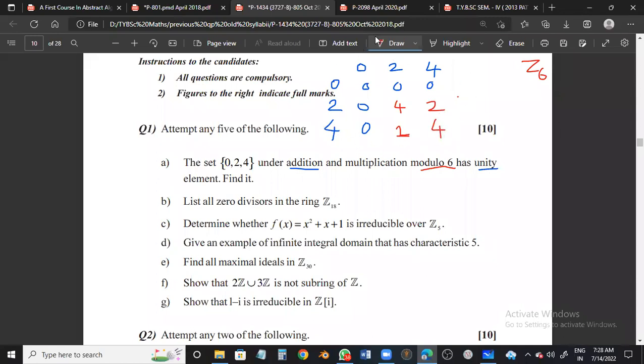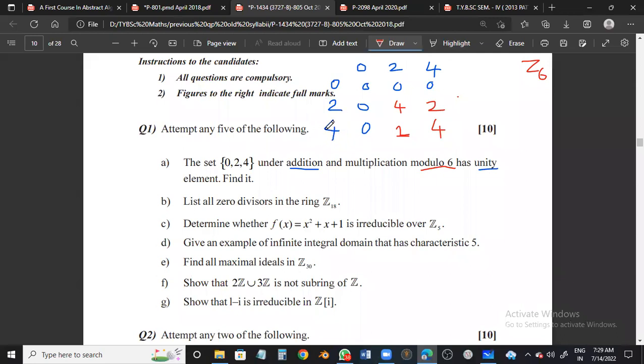What is the unity element here? Is there any unity? Is there any unity you find? No. See, unity is that element which keeps your A intact. So if I multiply by 2, 2 is turned into 4 and 4 is turned into 2. So 2 cannot be unity. But if I say 4, see in our classroom I used to say, this row, if you find the same here, then that element is unity.